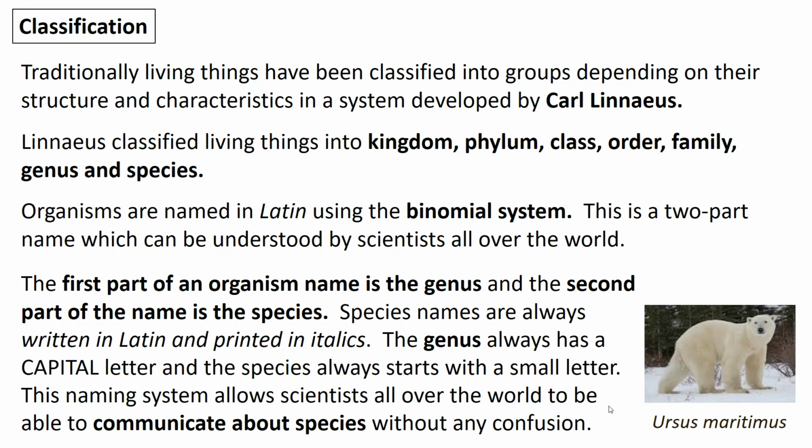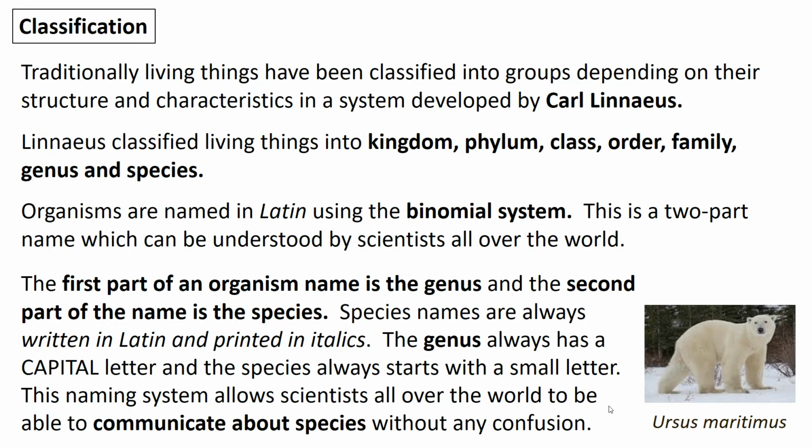Linnaeus developed a system a long time ago in the 1600s where he grouped organisms into kingdom, phylum, class, order, family, genus, and species. I'll talk to you about how he did that later on. When you get to the end, the species name, these organisms are then given a Latin name, and we call this the binomial system. Bi meaning two, nomial name. This is a two-part name which scientists all over the world can understand.